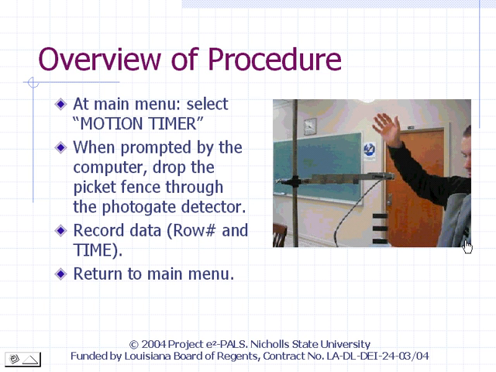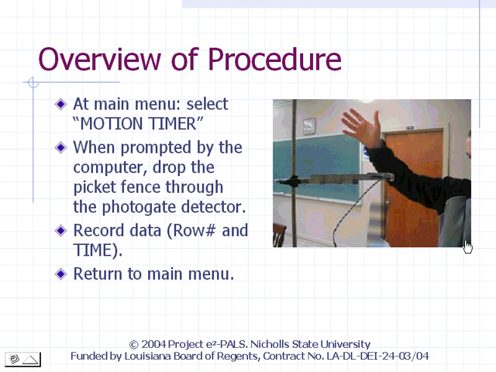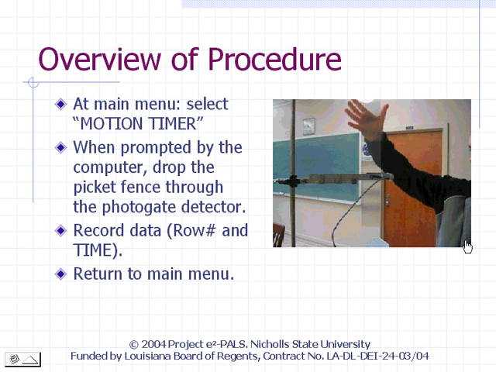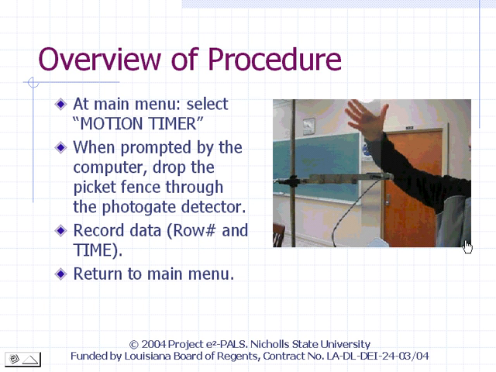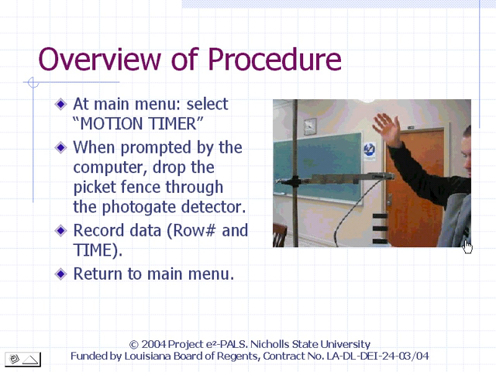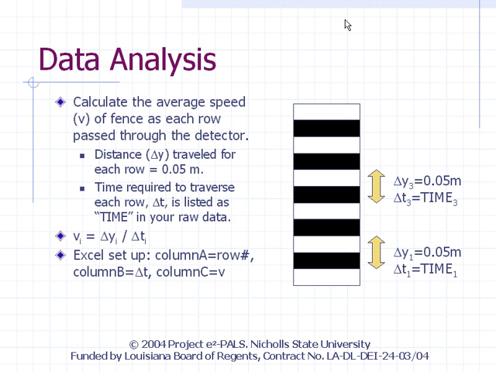Once you have collected your data, there are other things that the program allows you to do. Feel free to explore these other program options. All you really need is the raw data. All data will be analyzed in an Excel spreadsheet. Open an Excel document to analyze your data. Tabulate the row number in column A and the time it took to traverse each row in column B. Calculate the average speed of the picket fence as each row passed through the detector, knowing the picket fence fell through a distance of 5 centimeters as each row traversed the detector.